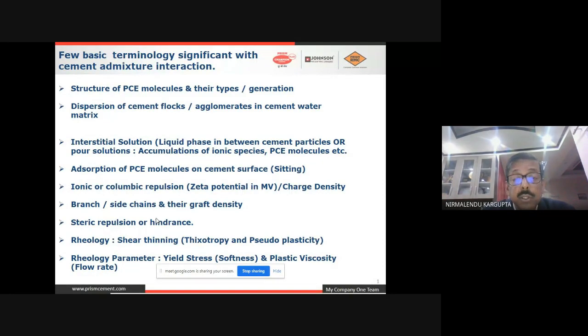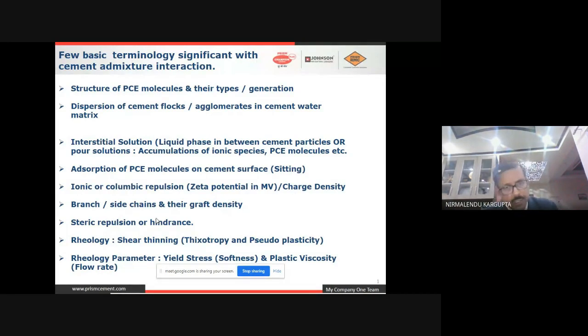Adsorption of PC molecules on the cement surface, sitting. That means it is on the cement particles. This is called adsorption. Suppose it is a molecule, it is just sitting. It is not penetrating. Penetration is called absorption, and this is called adsorption. This is the difference between adsorption and absorption. It will not penetrate. It will just sit and impart charges to the cement particle. The cement particle's resultant charge is positive, and the admixture's resultant charge is negative. This charge density is measured as zeta potential, which is measured in millivolts. So I will not discuss all these.